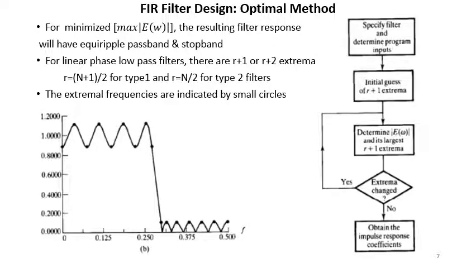To minimize the max EW value, the resulting filter response will have equiripple in the pass band and stop band. For a linear phase low pass filter, there are R plus 1 or R plus 2 extrema. Extrema means the minimum or maximum values. R can be found using the expression R equals n plus 1 over 2 for type 1, where n is the number of coefficients found in the procedure described in the previous slides. The extremal frequencies are indicated by small circles, like this one is an extrema, this one is an extrema, and so on. These are all the extrema in the pass band. Similarly, the extrema in the stop band are indicated here.